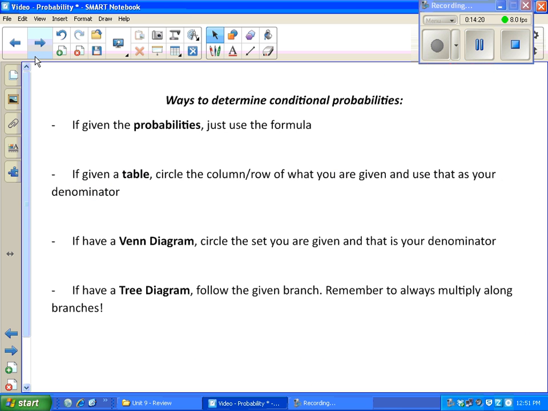Hopefully, though, this video helps to refresh your memory a little bit about probability. A couple of things. If given probabilities, just use the formula. So this is all about conditional probability. Sometimes you're given a table; you circle the column or row of what you're given, and you use that as your denominator. Venn diagrams, sometimes you'll see them, and also tree diagrams. These are just a few tips for working with conditional probability.